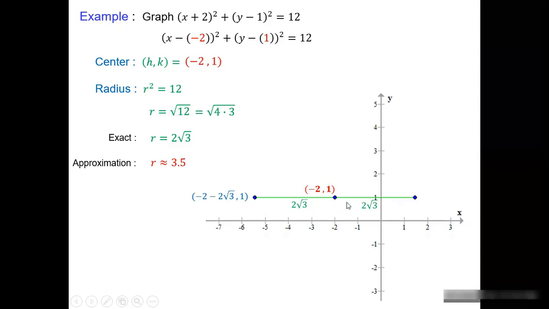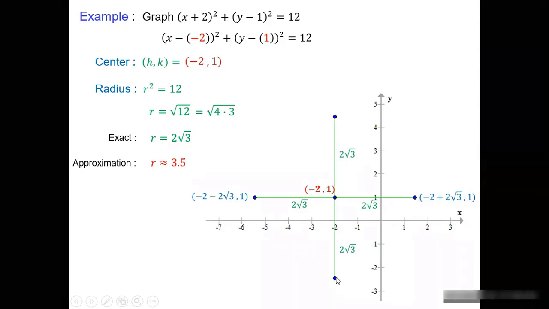And we could also add in the x direction 2 root 3 to get -2 plus 2 root 3. Notice for both of these points, the y coordinate stays as 1. But we need to also move 2 root 3 units in either direction vertically, which is approximately 3.5. So we move 3.5 units vertically, 3.5 units down as well.